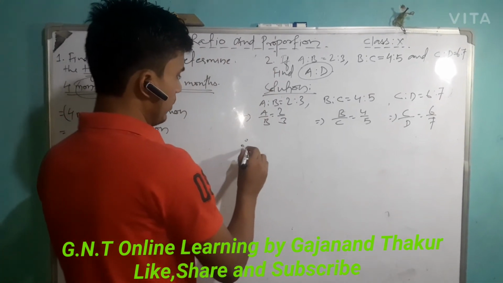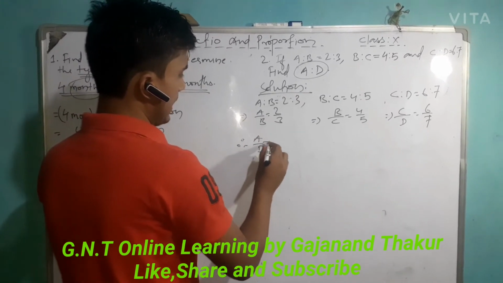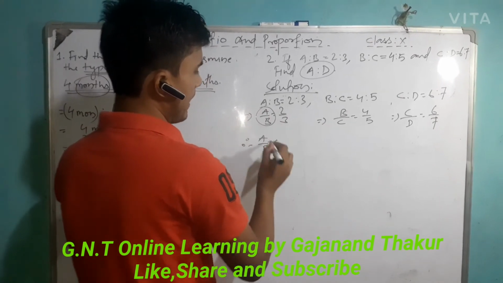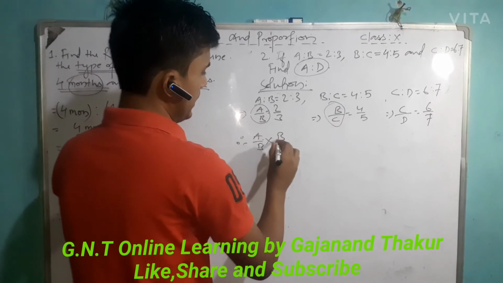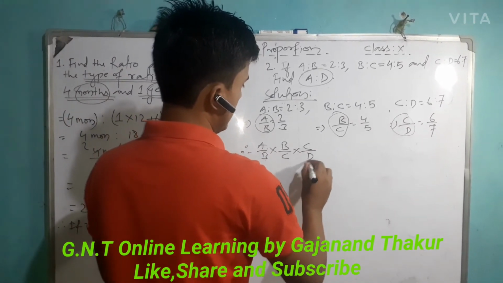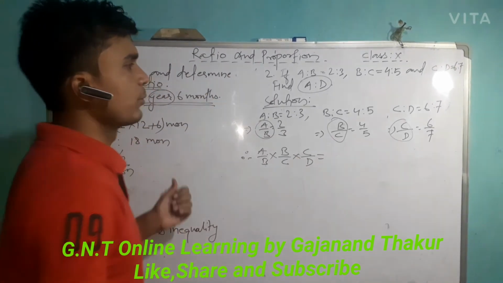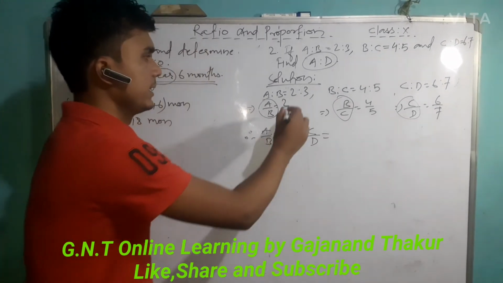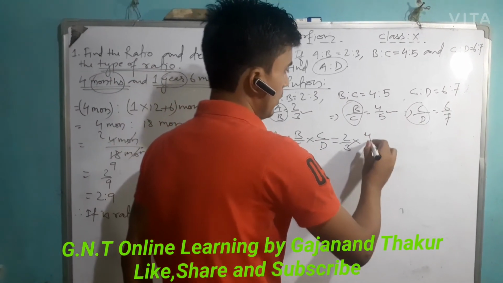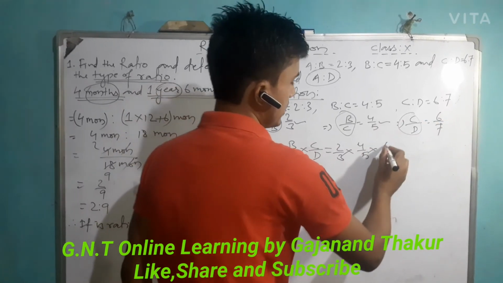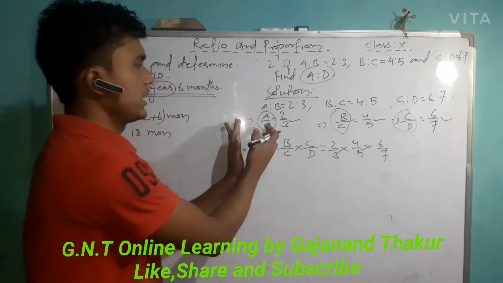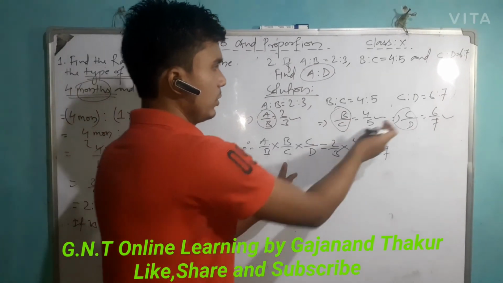So let's do it here. First, the LHS part: A by B into B by C into C by D. Then we take the RHS part: 2/3 into 4/5 into 6/7. At first, I took the LHS part, A by B into B by C into C by D.